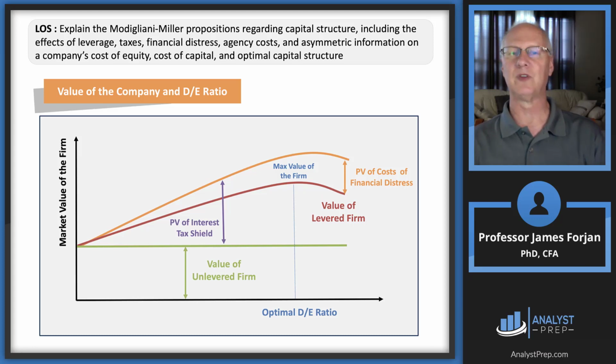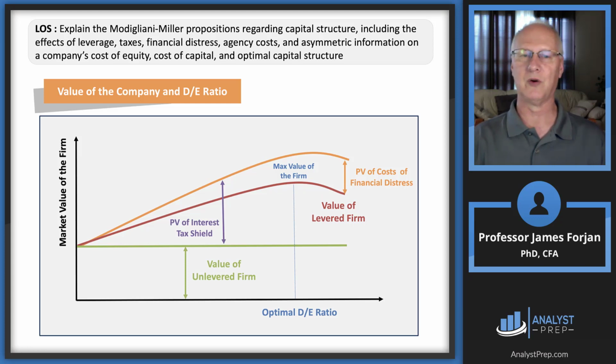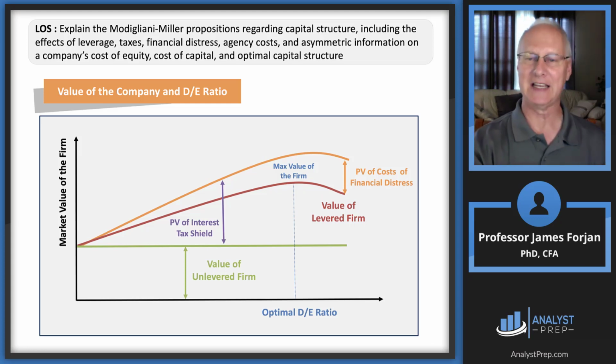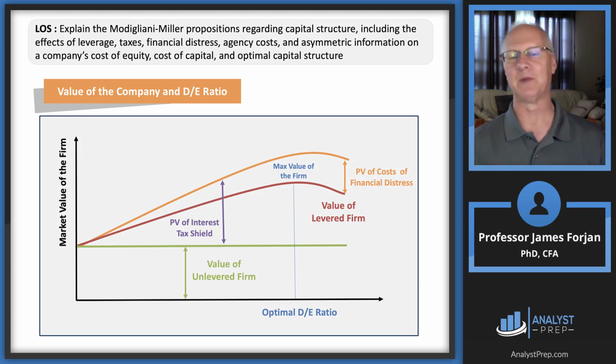So you ready for Jim's summary here? How do companies maximize the value of the firm? How do they maximize shareholder wealth? They find lots of positive net present value projects. They borrow from bondholders and shareholders at the lowest possible rate, and then they issue a bond to get the firm to that optimal debt equity ratio.